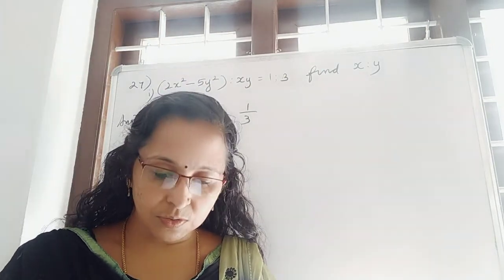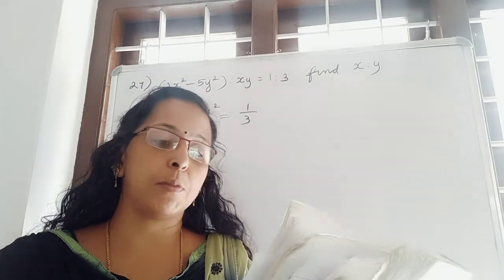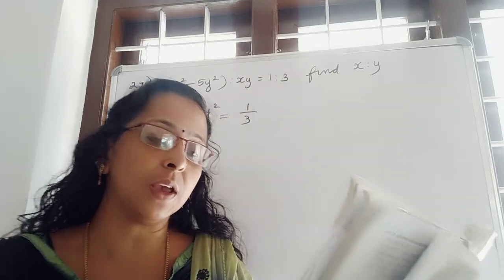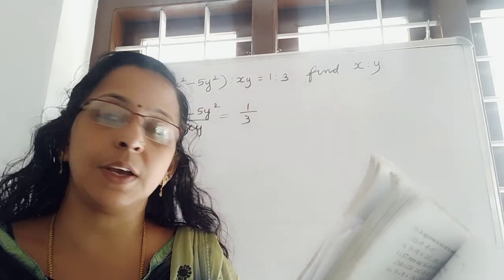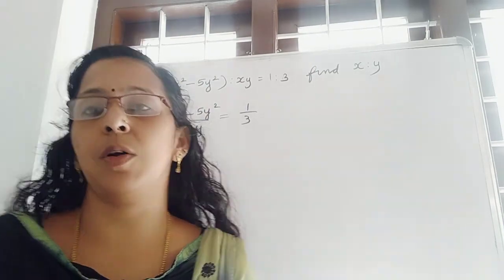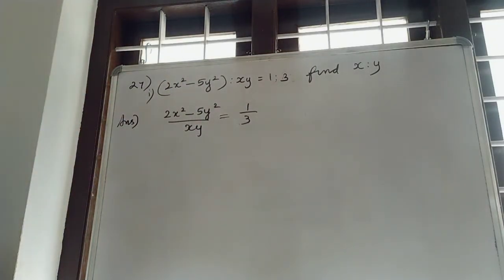Exercise 7D, question number 27, first one. If x and y both are positive and (2x² − 5y²) : xy = 1 : 3, find x : y. Given x and y both are positive, so we have to take only the positive values. So given (2x² − 5y²) : xy = 1 : 3.